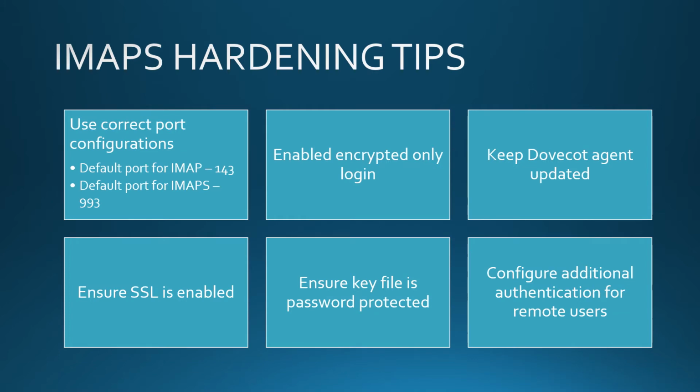IMAPS hardening tips: correct port configuration. The default port for IMAP is 143. Once it comes to IMAPS, it should be 993 by default. Enable encrypted login, encrypted-only login. Like I said, I went back and amended the dovecot file to only allow encrypted logins, not to allow plain text.